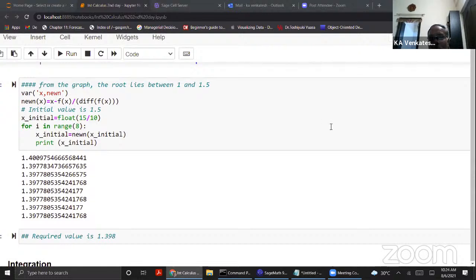Once some of you are working on it, please put "done" in the chat window so that I can understand and move to the next problem.